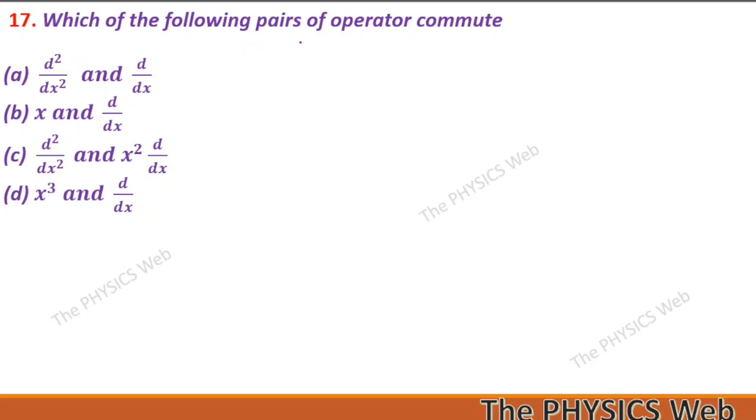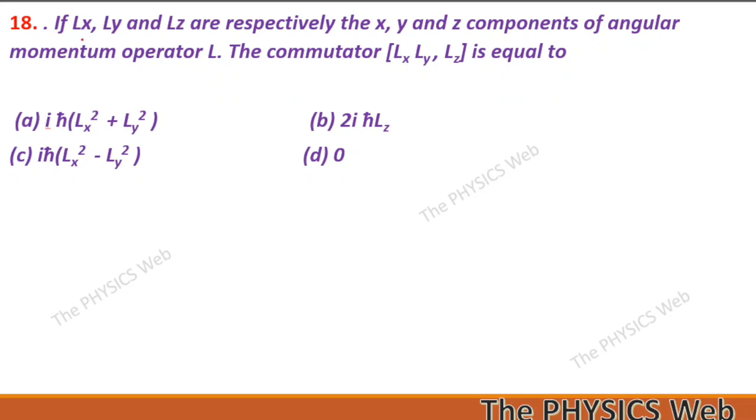Next, which of the following pairs of operators commute? I think we have already discussed that d square by dx square and d by dx will commute. So A is your correct option.